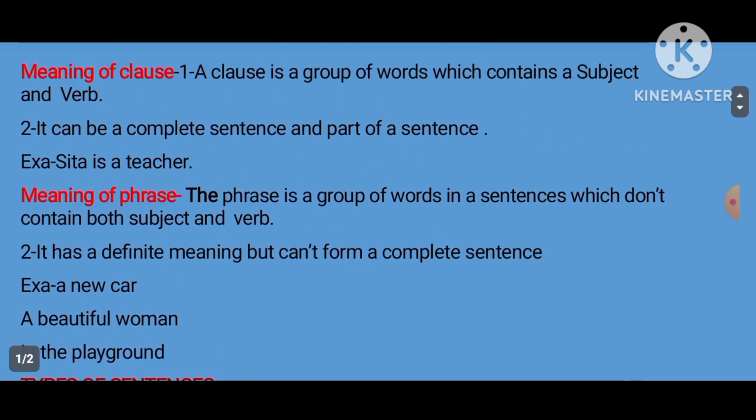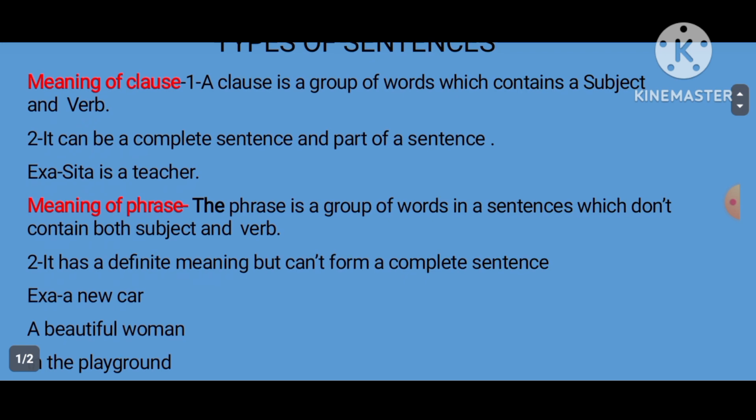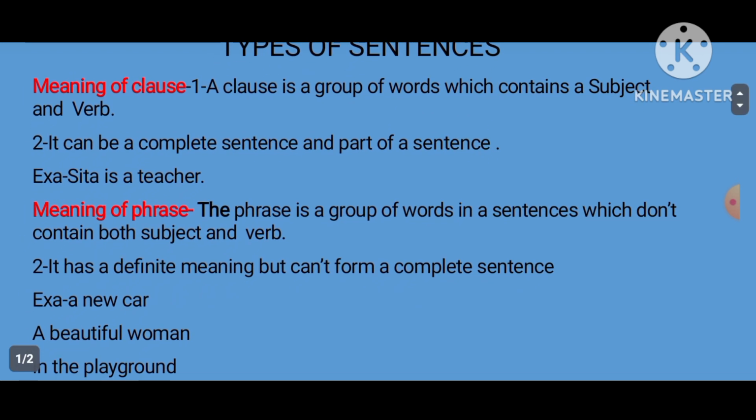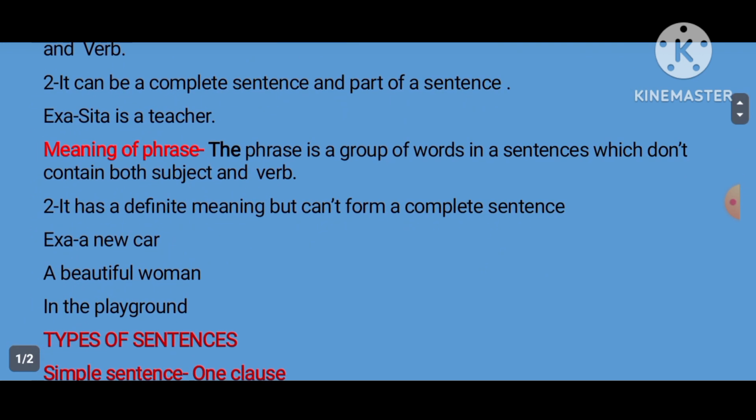So my dear students, I think all of you understand the difference between clause and phrase. Once again, I am telling you, a clause is a group of words which contains a subject and a verb. There must be a subject, there must be a verb. But a phrase is also a group of words, but it does not have a subject and a verb. Only it gives the complete sense.